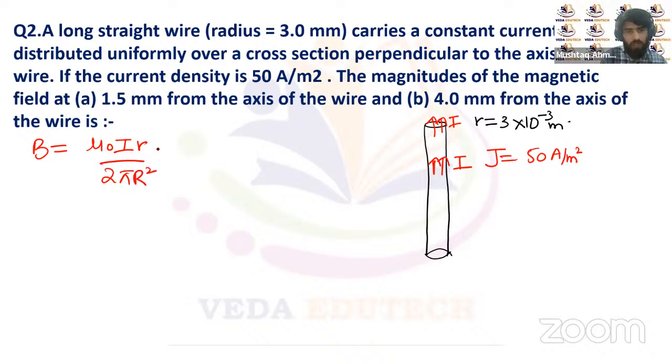So this is the magnetic field inside. And the magnetic field outside is mu naught I upon 2 pi R. This is the magnetic field outside.